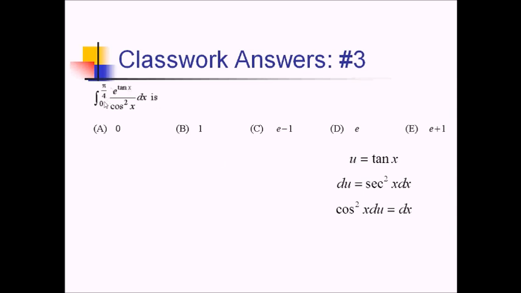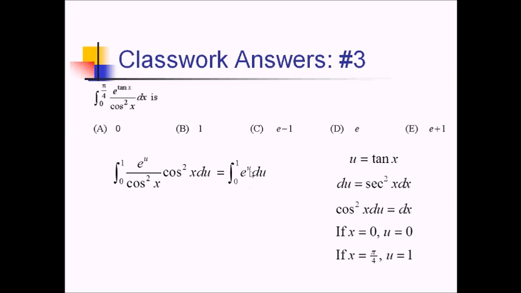If x is 0, tan of 0 is also going to be 0. So that's the u value for 0. And if x is pi over 4, well, what's the tan of pi over 4? You might remember that's 1, which is a very nice, convenient number to be working with. So writing everything now in terms of u, I've got the integral from 0 to 1 of e to the u over cosine squared x times cosine squared x du. And now these cosine squareds are going to neatly cancel, leaving me with e to the u du.